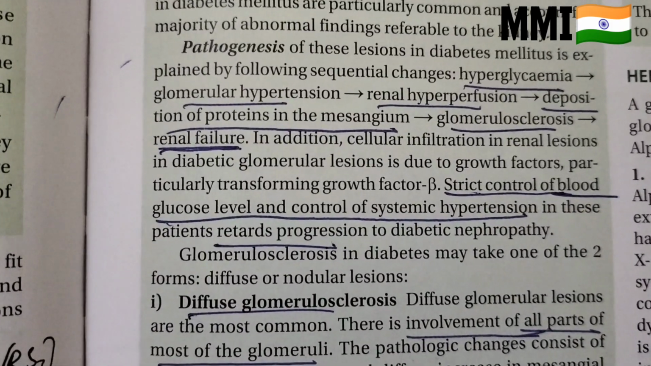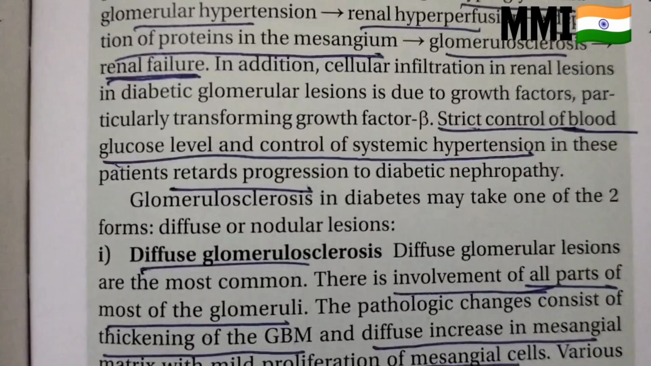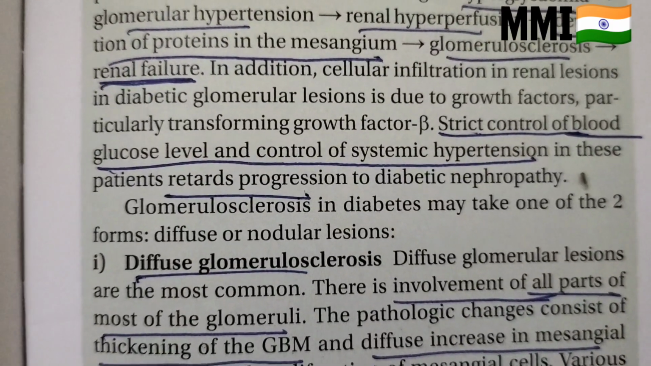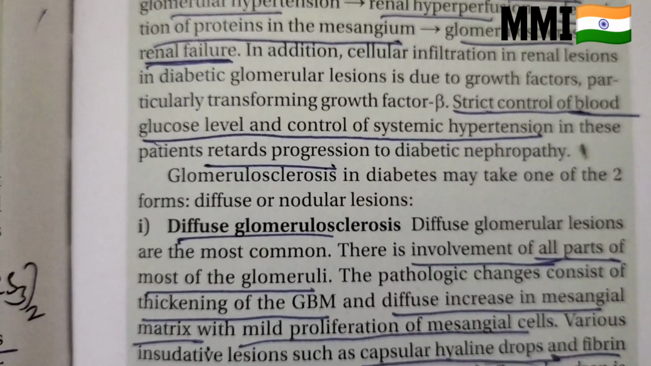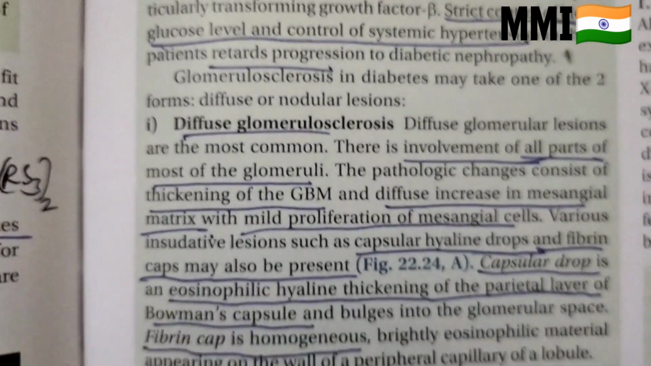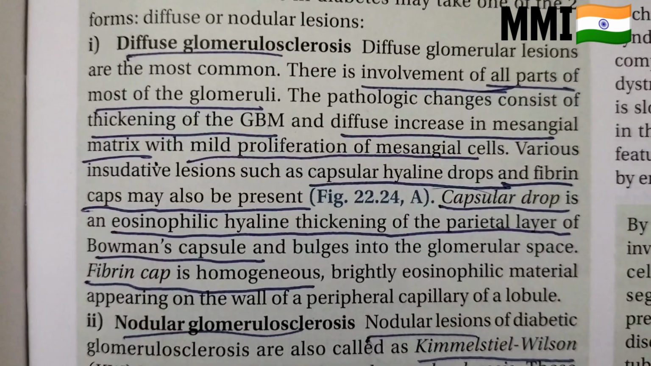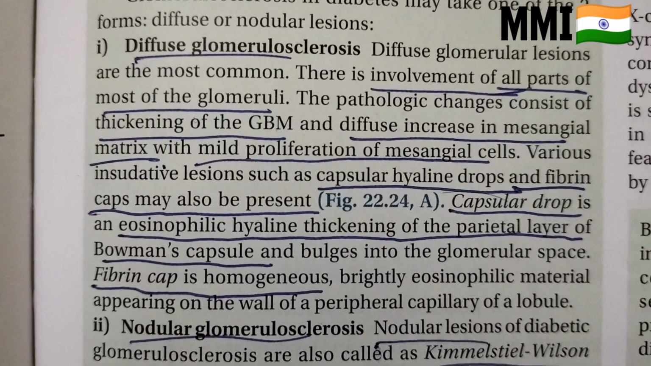How can we control this? It can be easily controlled by strict control of blood glucose and control of systemic hypertension, which retards the progression of diabetic nephropathy. And as I told, there are 2 types, diffuse glomerular sclerosis and nodular glomerular sclerosis. First we will finish diffuse glomerular sclerosis.